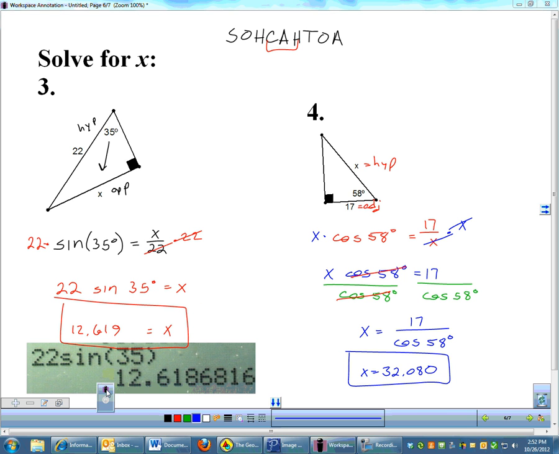Something you always want to be aware of when you're solving for right triangles is that your answer makes sense. Remember, in a right triangle, your hypotenuse has to be the longest side. So when I solved for x here, I knew I needed an answer on number 3 that's less than 22, and I got that. So 12 makes sense. Same thing on 4. I was solving for the hypotenuse, so I should get a long side. Should be bigger than 17, and 32 is bigger than 17. So always just make sure your answer is reasonable, even though that is a very simple sense of reasonability.